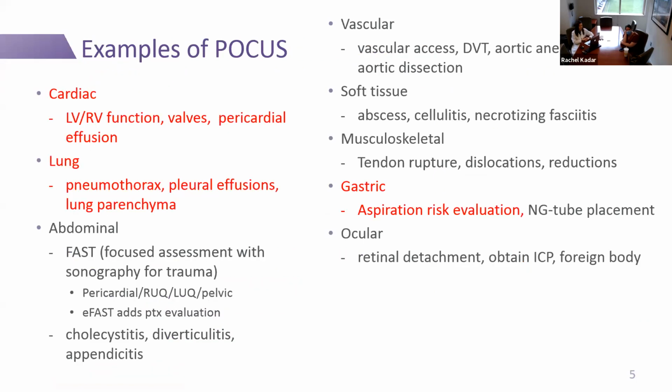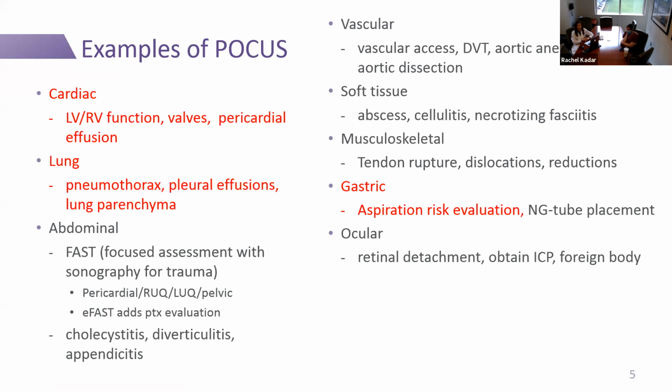I know that this is a busy slide, and this is just to show the many examples of POCUS. POCUS includes various body systems: cardiac, lung, abdominal, vascular, soft tissue, musculoskeletal, gastric, ocular, and this is certainly not an all-inclusive list. I've highlighted in red the areas that the ASA has determined are important to the specialty of anesthesia: cardiac, lung, and gastric. Other specialties may focus on other areas.